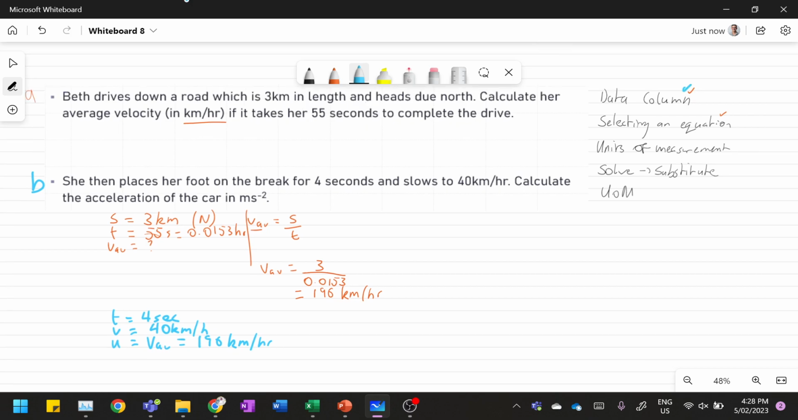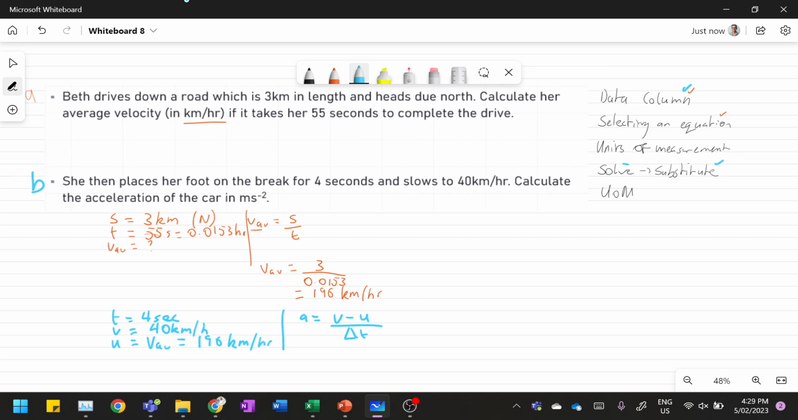Next step, select an equation. What we will need to do is select our equation to calculate for acceleration. So a is equal to v minus u, divided by delta t, the change in time. Now we have t, that's 4 seconds. v and u are also known. a is the only thing that we need to calculate for. That is our acceleration, which means that we don't actually have to do any solving. We can just go straight into substitution.